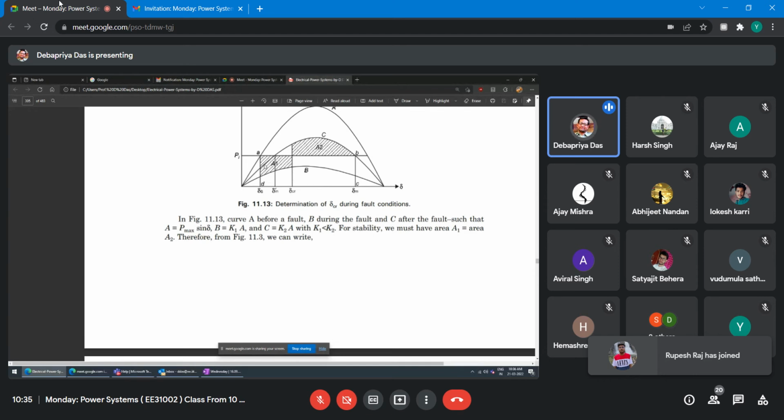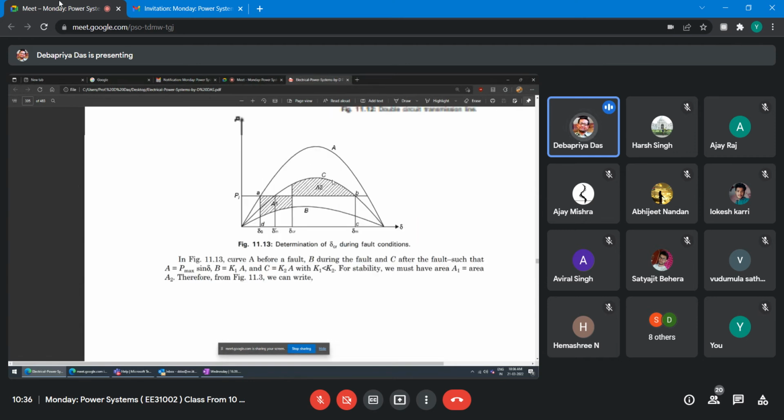So this one is accelerating energy, and this is decelerating energy. The basic idea of integration is: limit delta zero to delta CR, this will be P_I minus this P_R, minus this P_R is equal to, you have to look into this, here the limit will be delta CR to delta M, this P_R minus this P_I, right? So this way you have to integrate. Just a little bit, you have to think and do it. Things are very simple, actually, right?